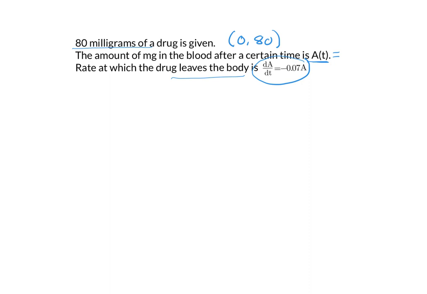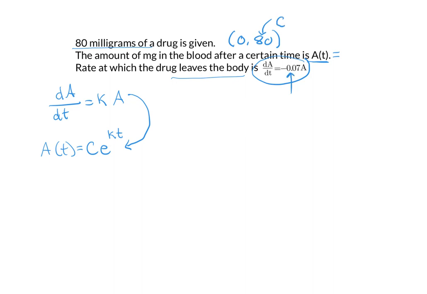So we have this differential equation that's starting like this, and it's going to therefore end like this. So we're going to take the information that we need. And in this scenario, our initial amount is 80. That's our C value. And this is the decay factor. So the medicine is decaying. That is our K. So A of t is equal to 80 times e to the power of negative 0.07t.